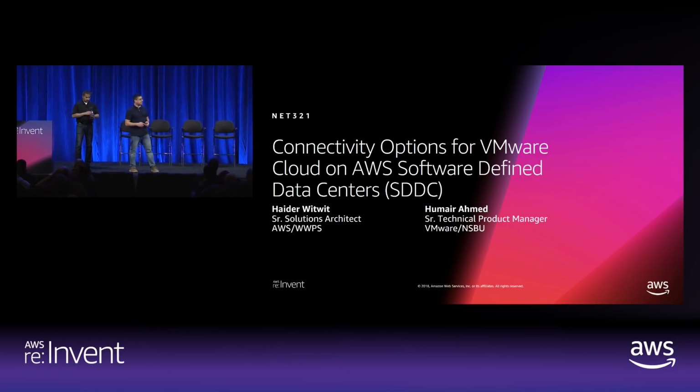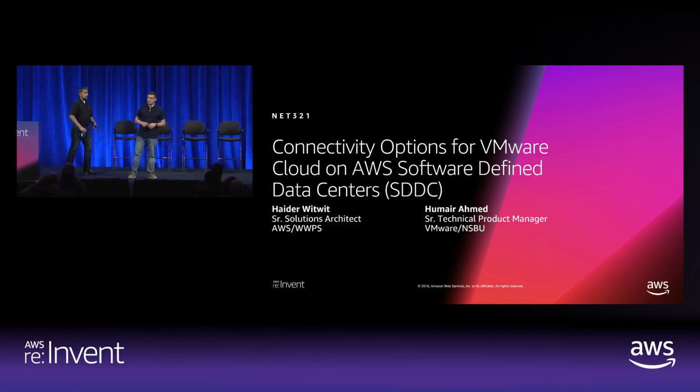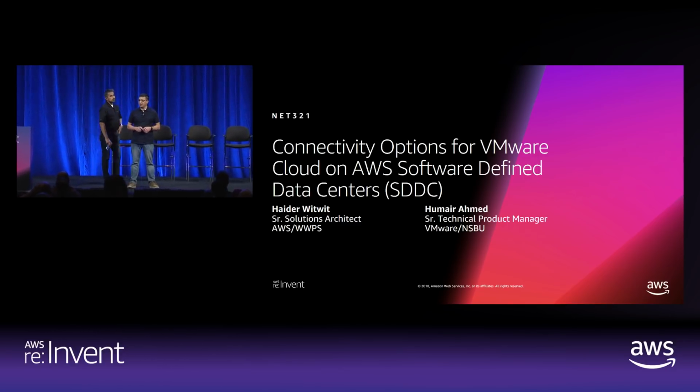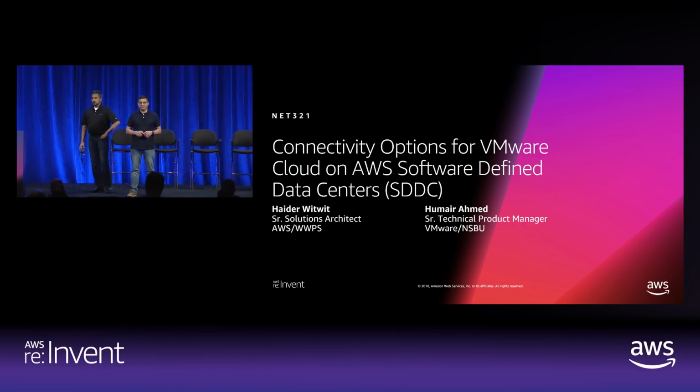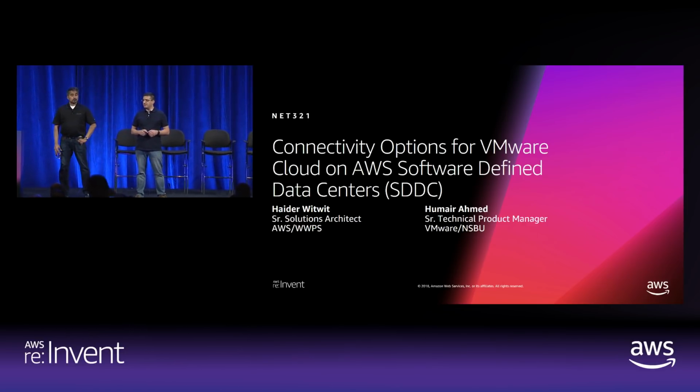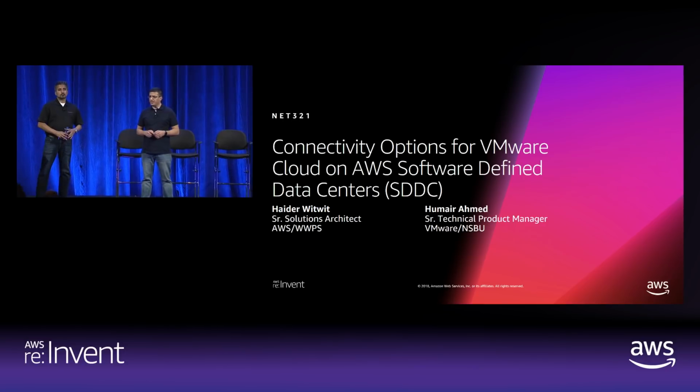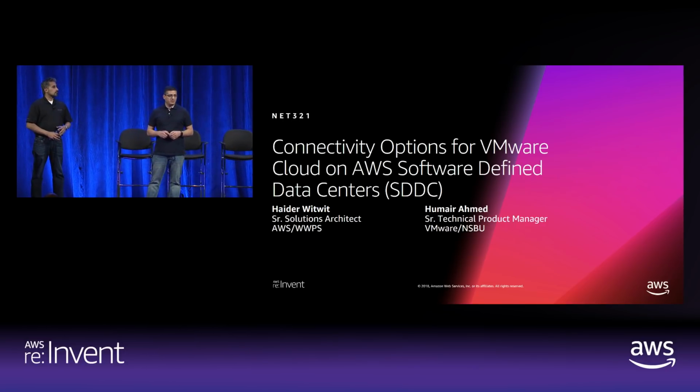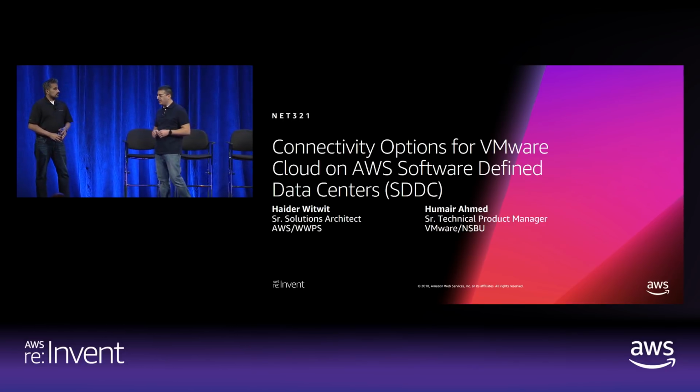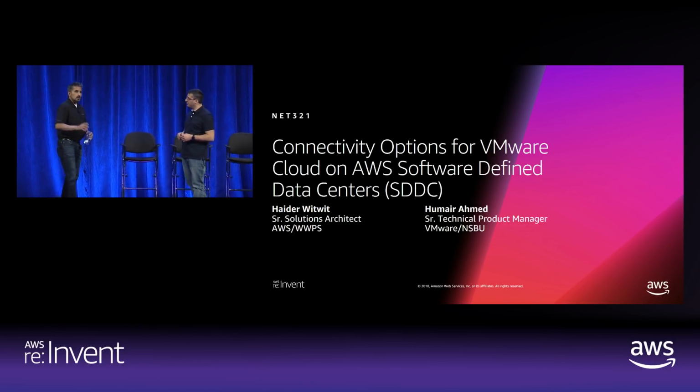My name is Haider Whitwood. I'm a Senior Solutions Architect with AWS Worldwide Public Sector. I've been with AWS for over 4 years now, with the last year dedicated to the VMware Cloud on AWS offering. Today, I'm joined by my colleague from VMware, Umair. I'll let you introduce yourself.